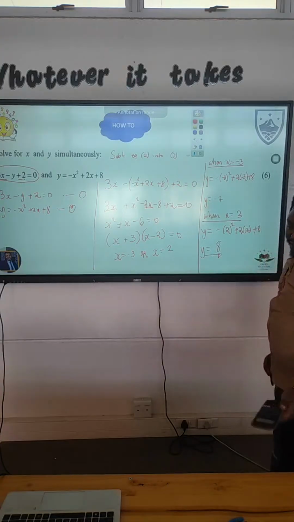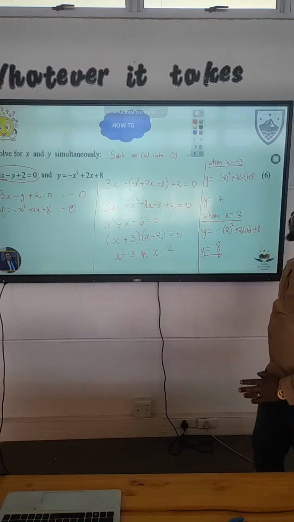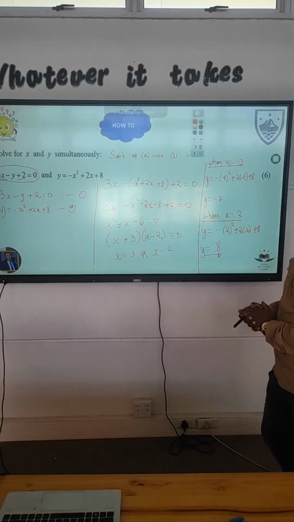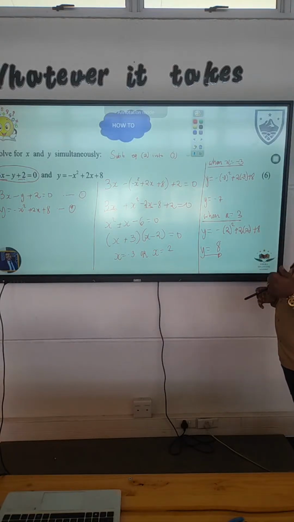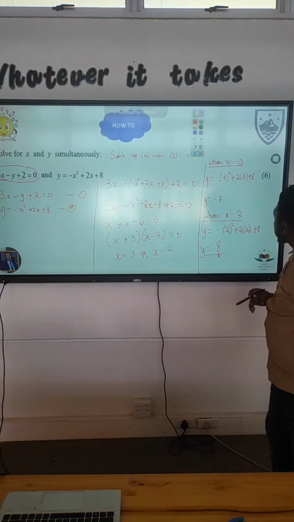So we have two x values. As soon as they say solve for y and x simultaneously, in almost all of them, because this one we call the quadratics, you find two values of x and you also find two values of y. Good.